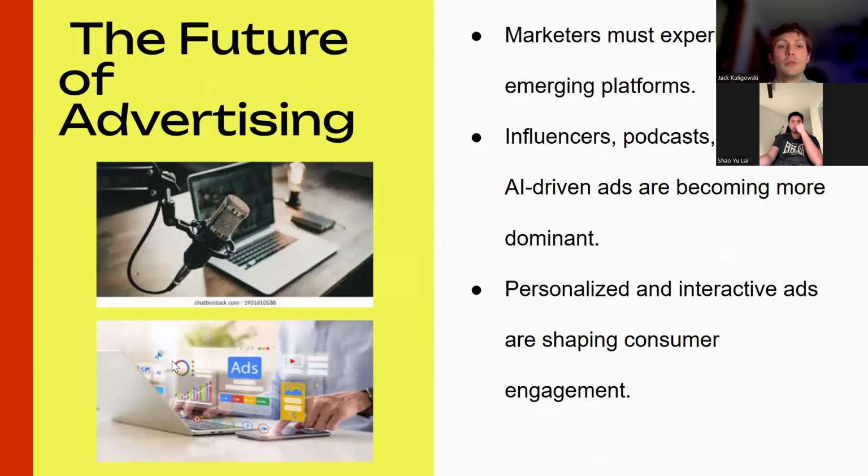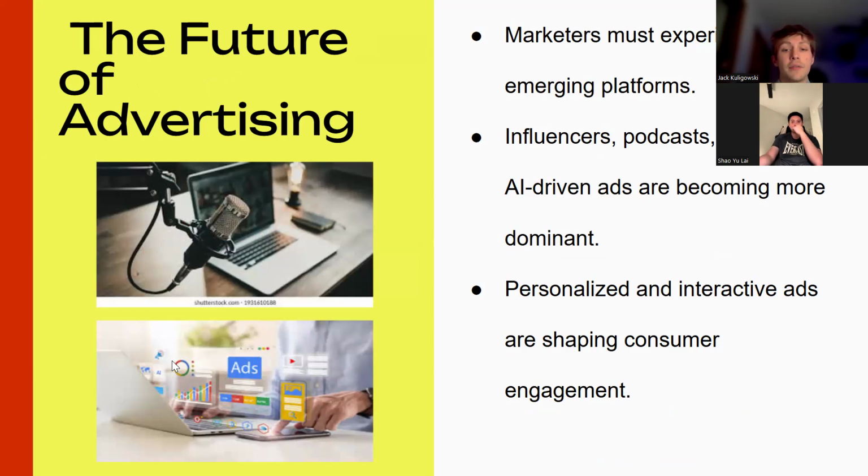So going on to a bit of the future of advertising. First of all, AI is taking over ad targeting. Google and Meta both use machine learning to figure out who's most likely to buy something. And then they automatically adjust the ads to hit those people. So it's basically just doing the work for you.